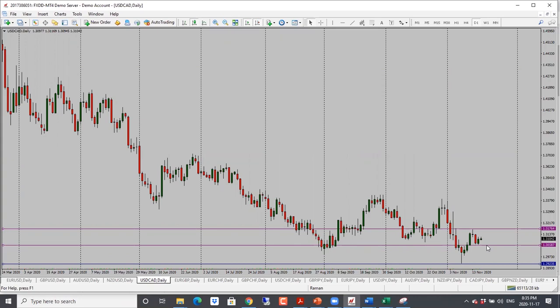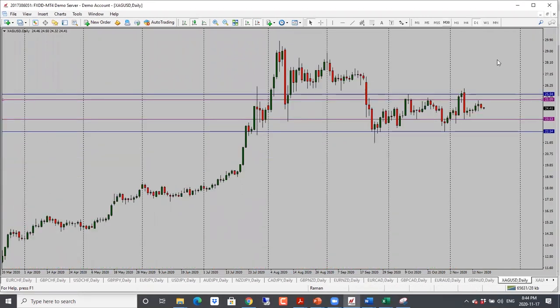price kind of bounced off of the support level here. So today we do have a bullish candle close. It's not bullish engulfing, but it's still holding here above the support level at 1.3050. So if it continues to hold, basically looking for price to go higher into 1.3175. So a neutral to bullish bias for dollar CAD.